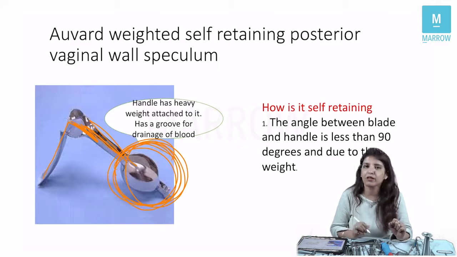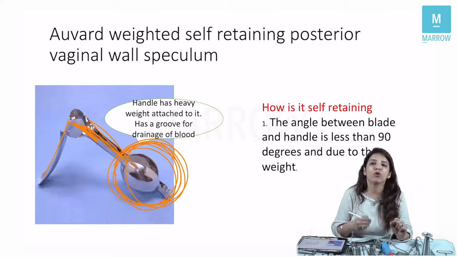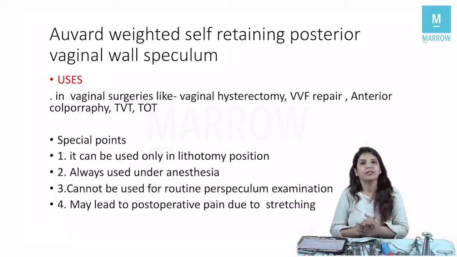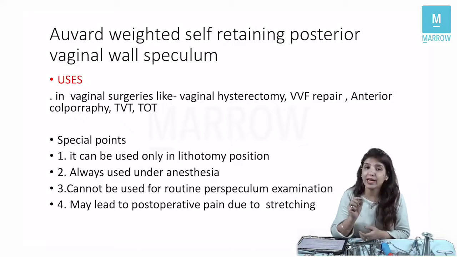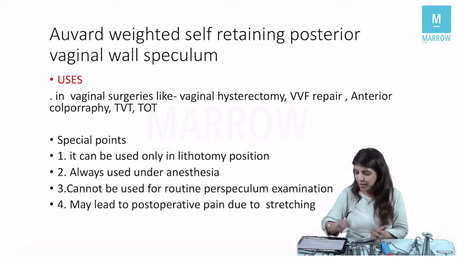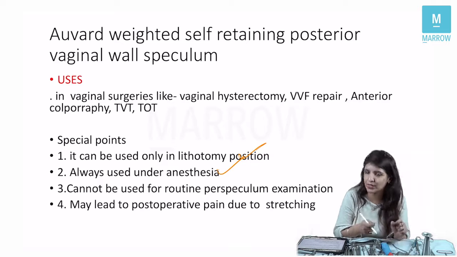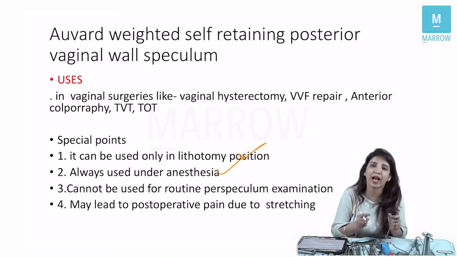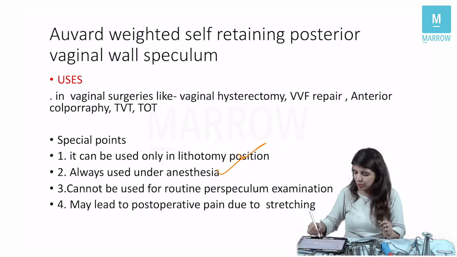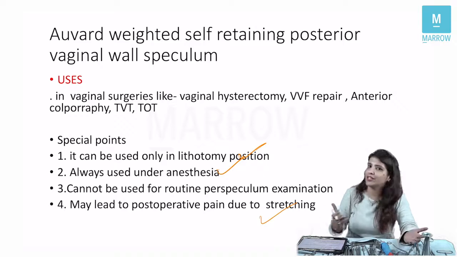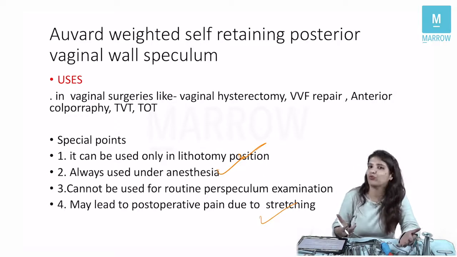Now, Auvard speculum should not be used in OPD procedures. If you want to examine the cervix, you shouldn't use Auvard speculum. Why? Because this speculum is used only in lithotomy position, number one. Number two, it is used only under anesthesia. It has weight attached to it. It has to be used only under anesthesia, and when you remove it, so many times the patient is going to complain of post-operative pain due to stretching. And it cannot be used in OPD, so it cannot be used for per speculum examination, right?